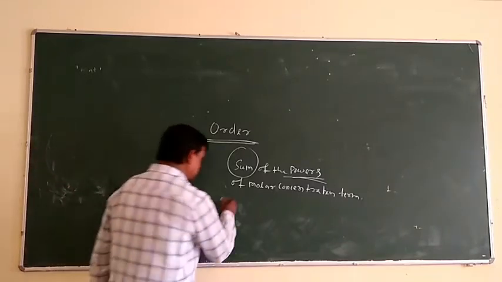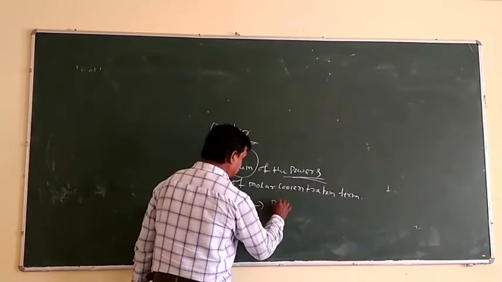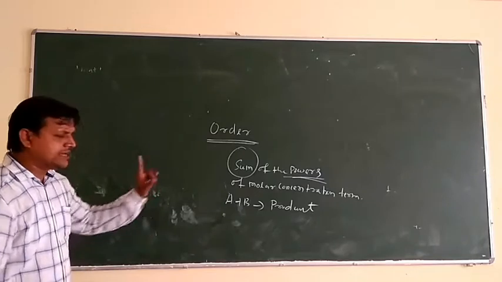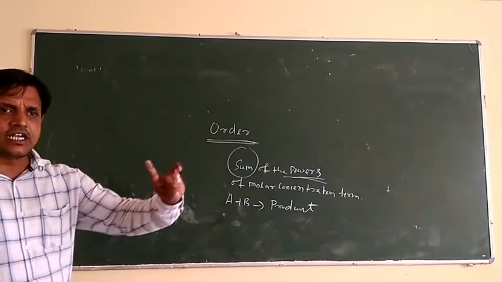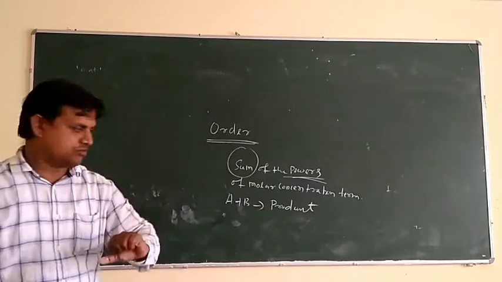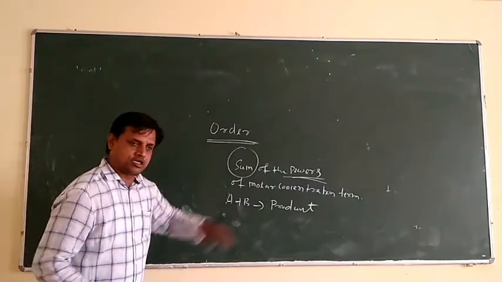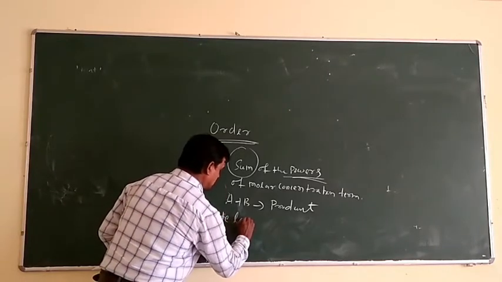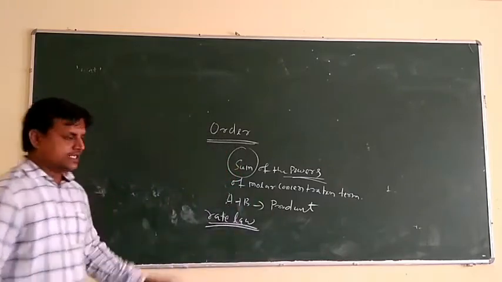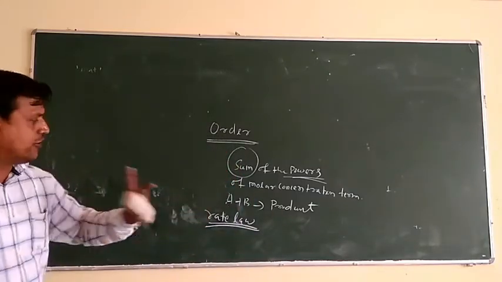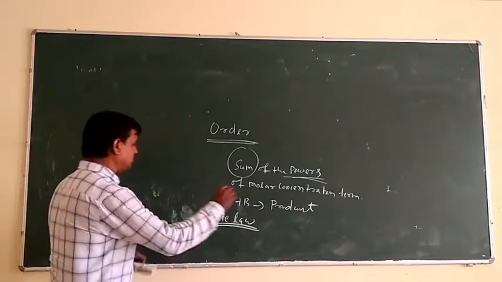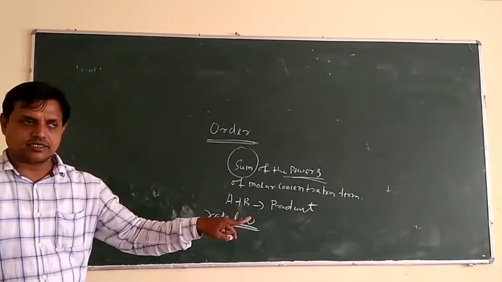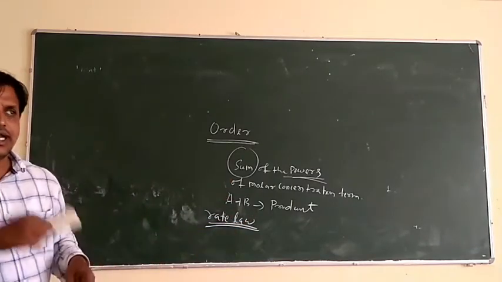For example, A plus B gives product. For every chemical reaction, there is a rate law equation that will be given to you. For reaction A plus B gives product, there is a rate law. So what is rate law? Every reaction has a rate law equation. In rate law, three parameters are there: rate constant, rate, and concentration.